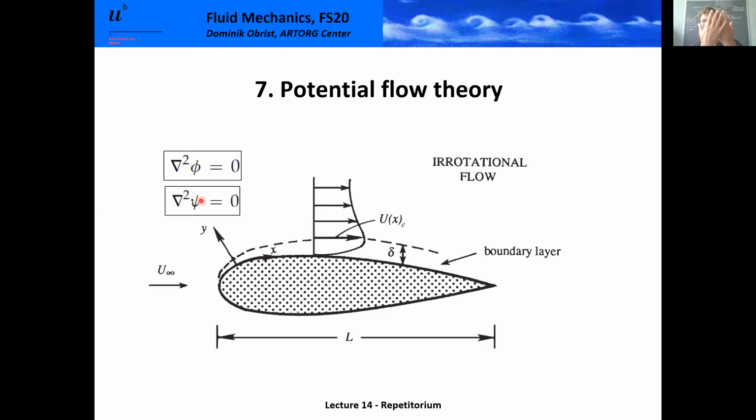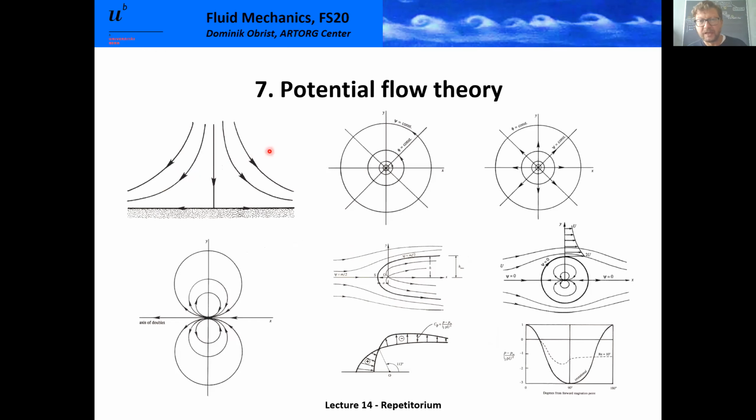And we saw that the streamlines, which are isocontours of the stream function, are perpendicular to isocontours of the velocity potential. Okay, isocontours of phi are perpendicular to isocontours of psi. So they give you a pattern like that, or you see it, I think, on the next slide, where we have a few examples.